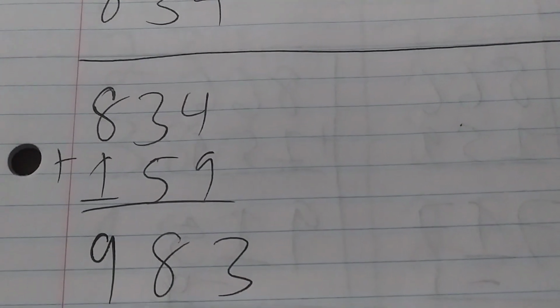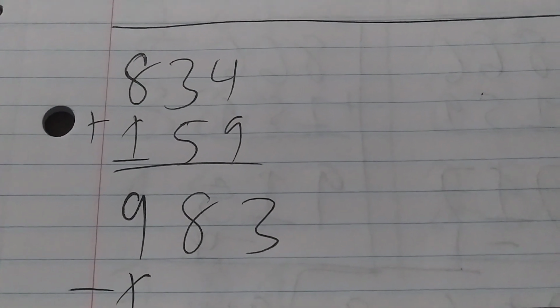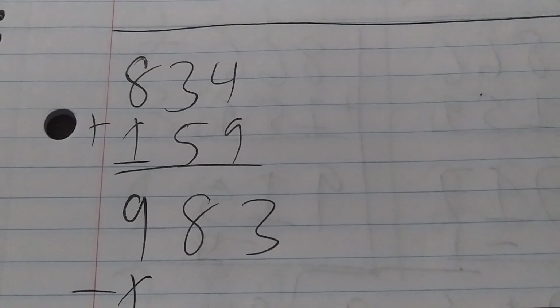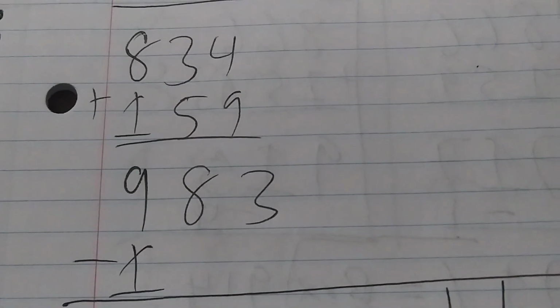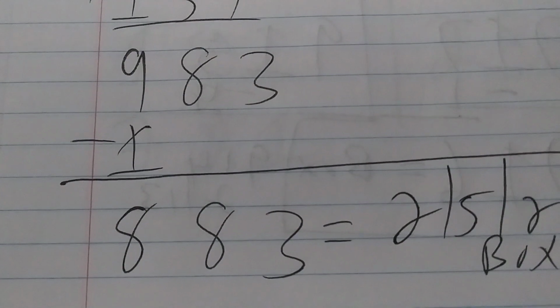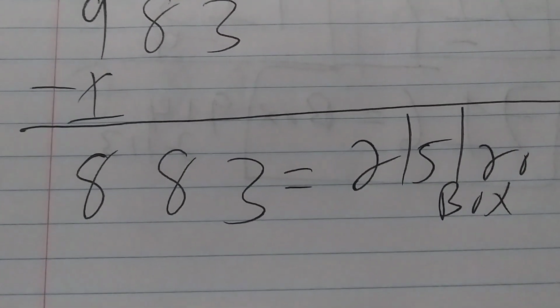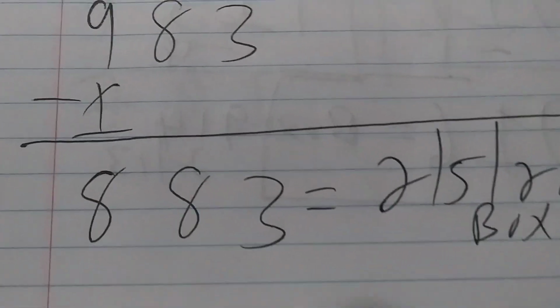You're going to add 159 to 834. So 8 plus 1 is 9. 3 plus 5 is 8. And then 4 plus 9 is 13. Minus off 1 from the 9. That's 8. And then bring down 83. And then 883 did hit on February 5th.